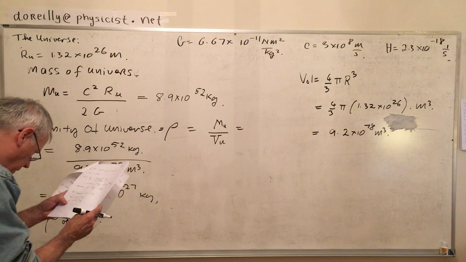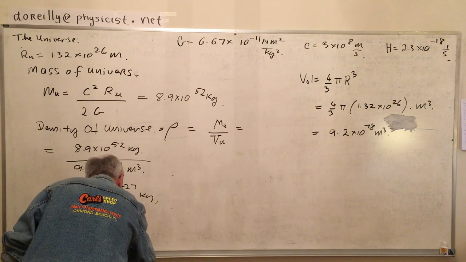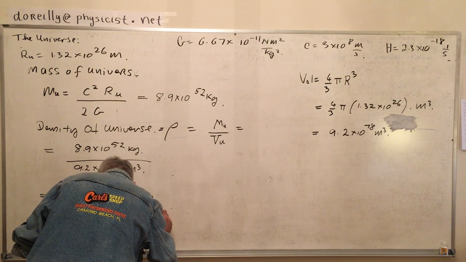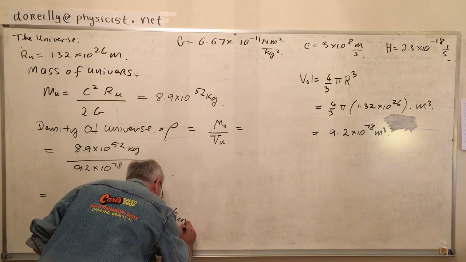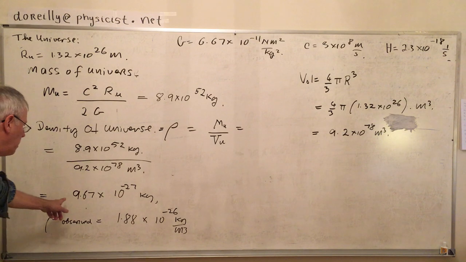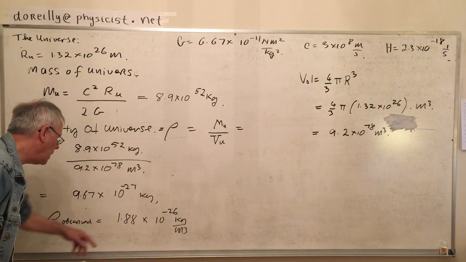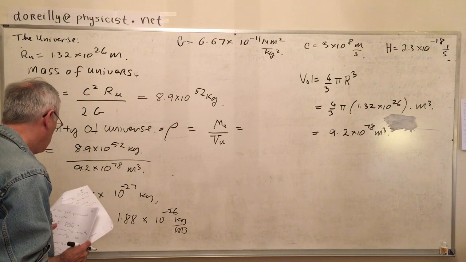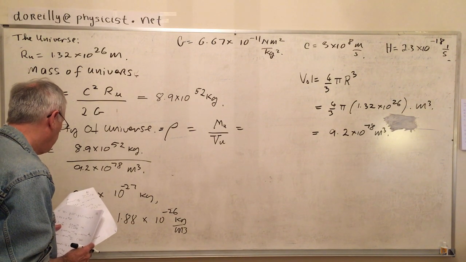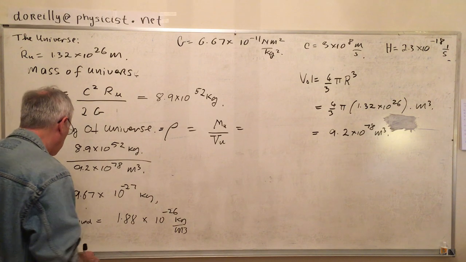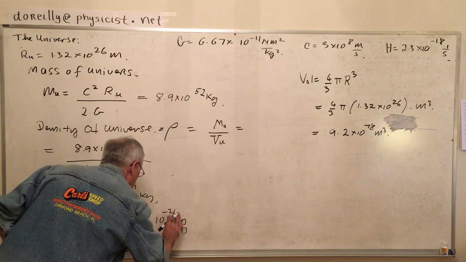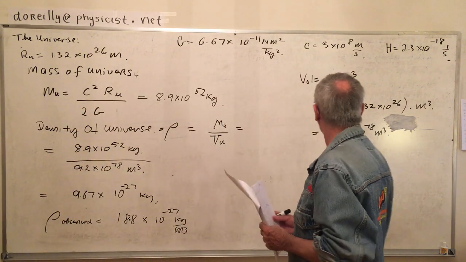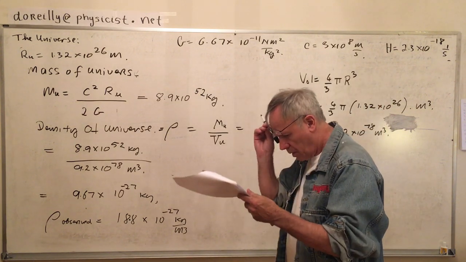Now the observed, or the critical density that you look up in the book, is 1.88 by 10 to the power of negative 26. And you see, once again, we're in the ballpark figure. Actually, I'll do it a different way. Twice it. So I'm out by a factor of 2. All right? But still it's pretty good. And let's get rid of this now and continue.